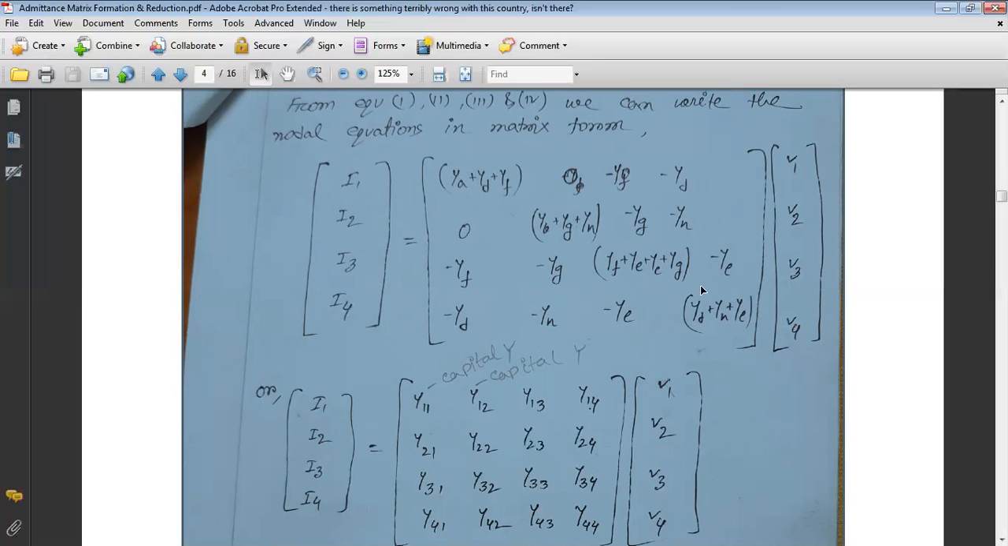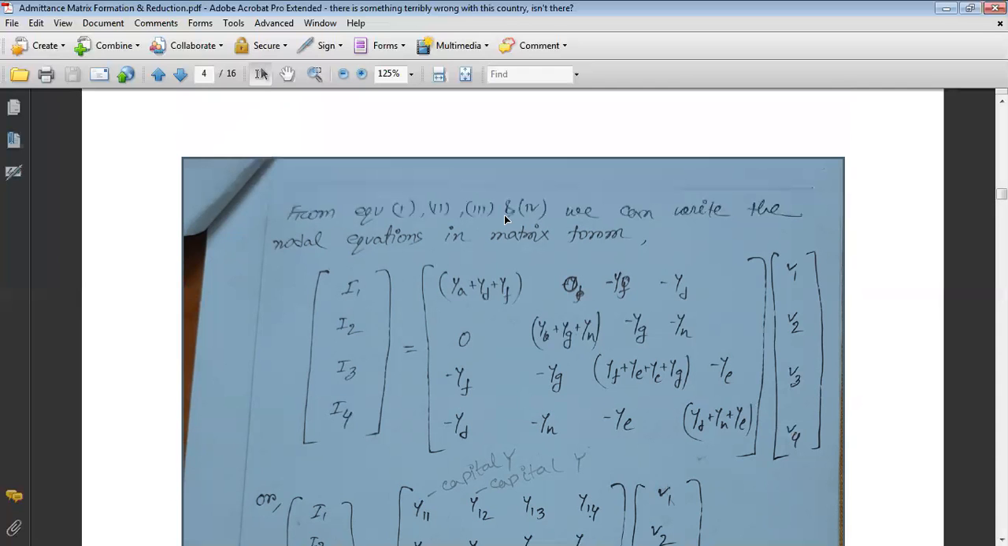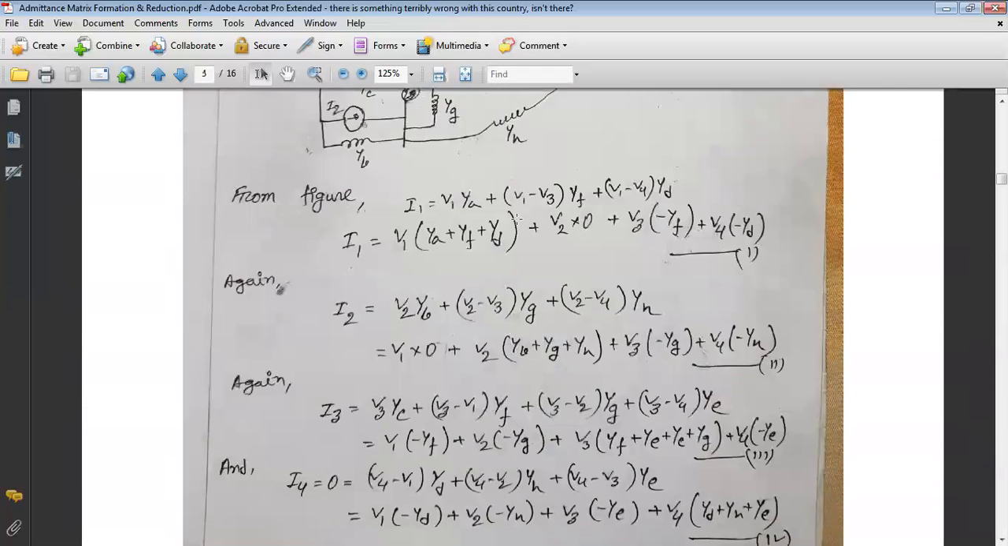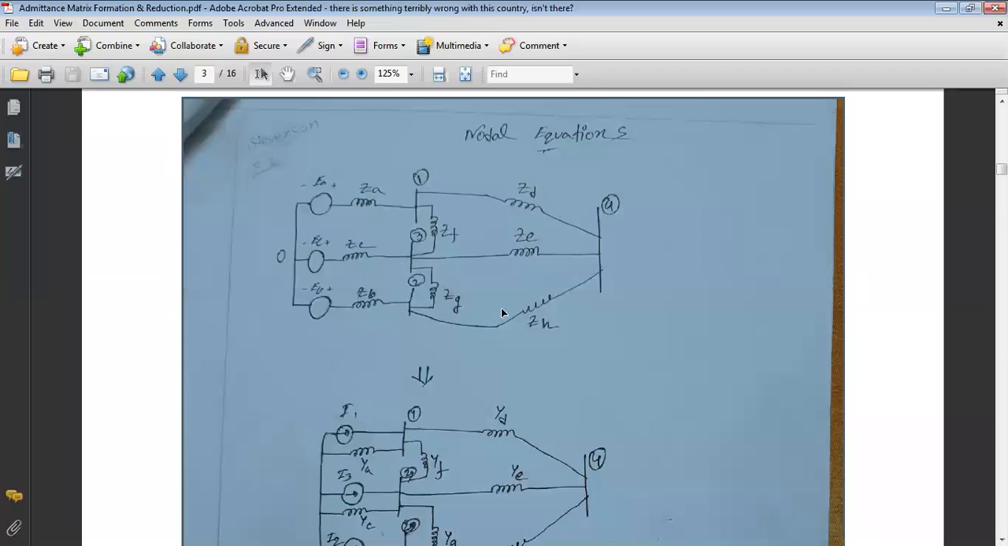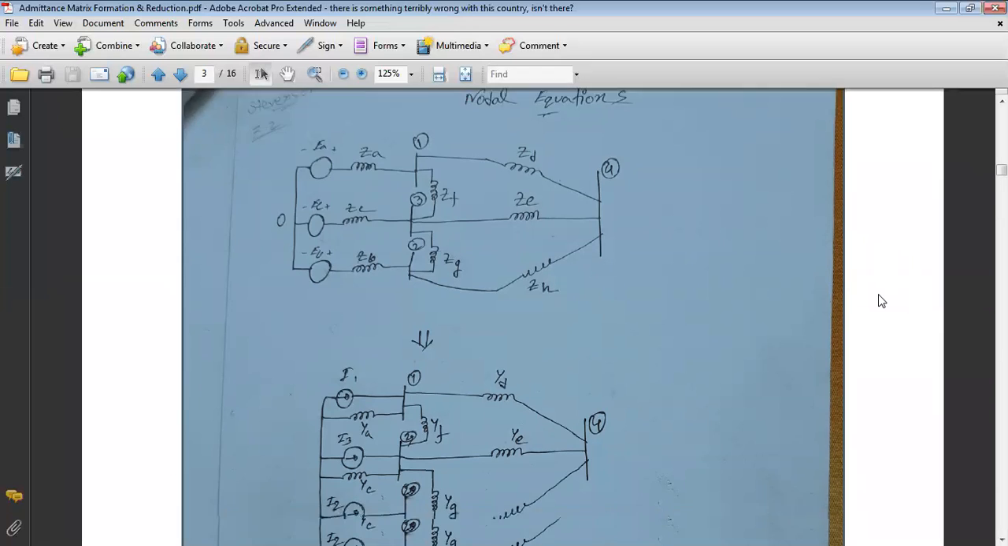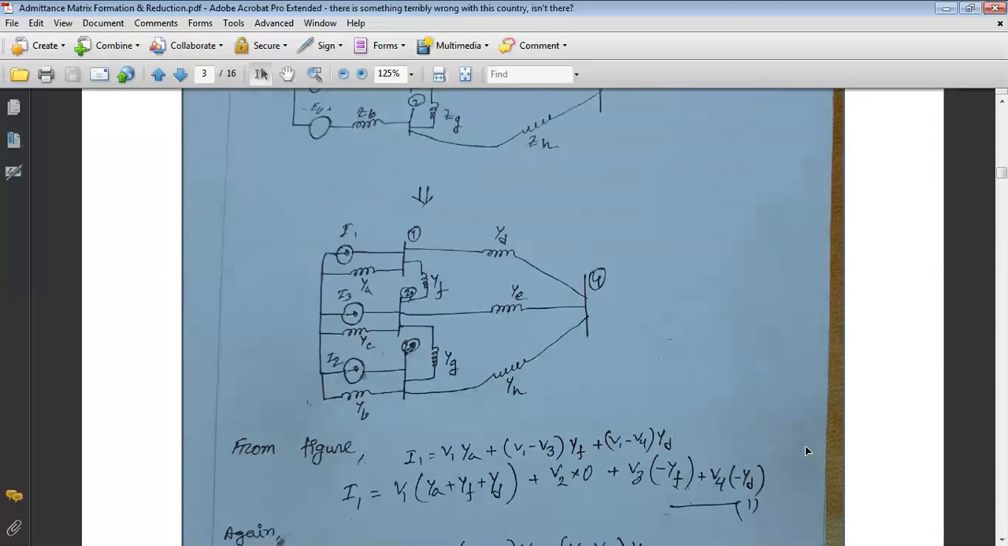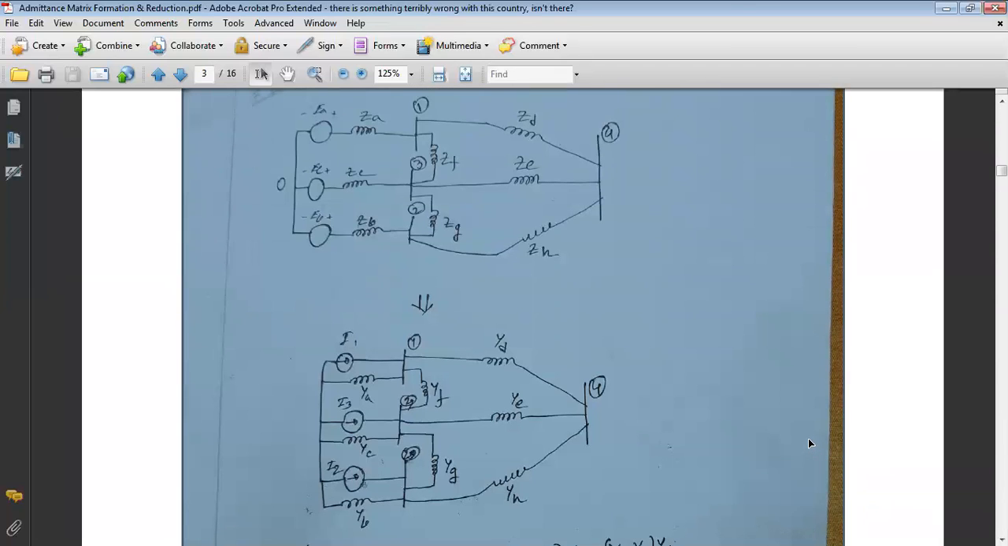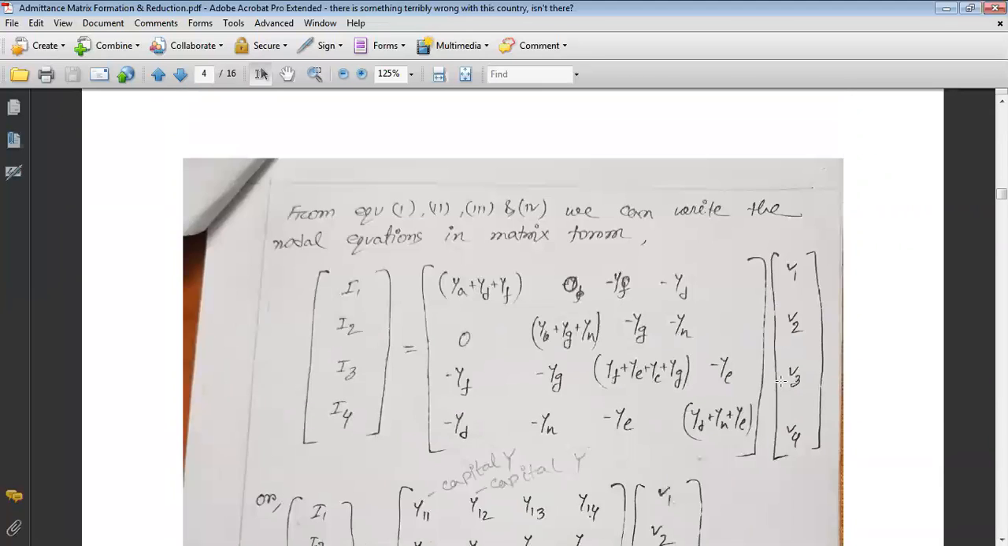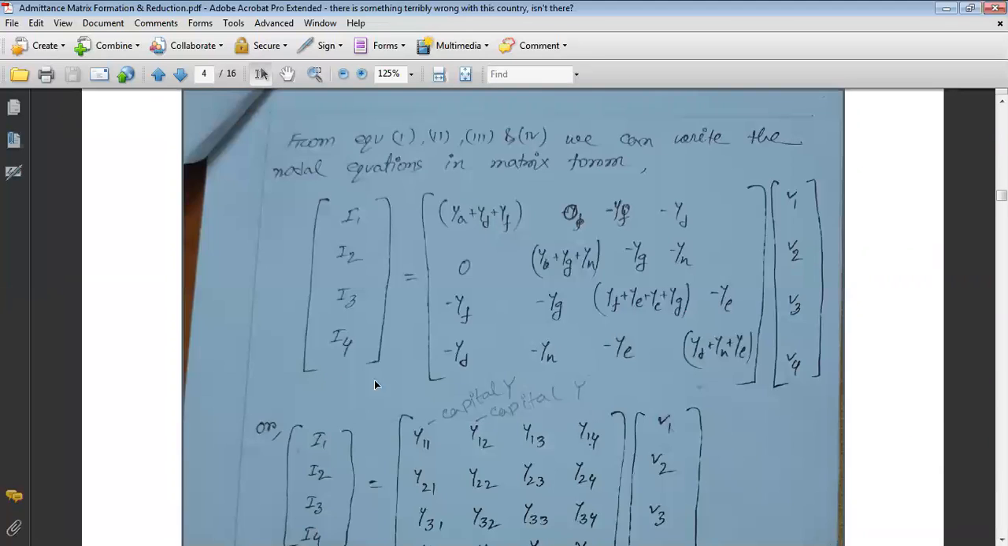Now, if there is a given power system network and in a question you have to determine the nodal equation, then the answer should be up to this, that is equation number 4. These 4 are the nodal equations, so the answer should be up to this. If in your question you are asked to write down the nodal equation in matrix form, then you have to write it in matrix form, up to this point.